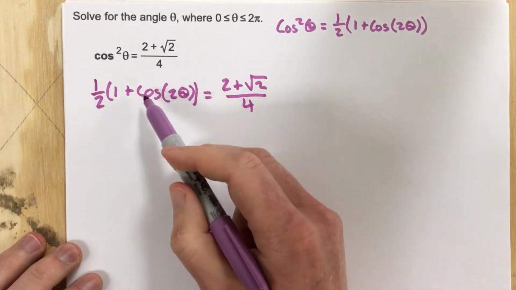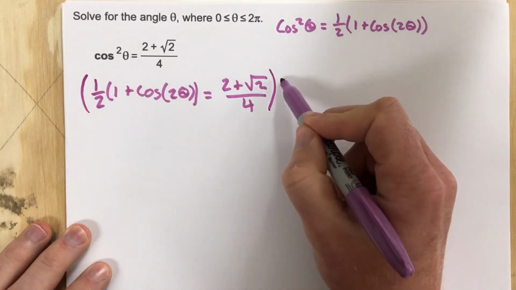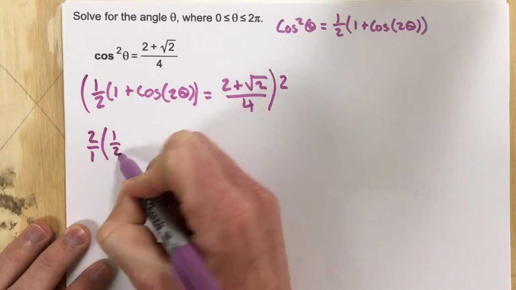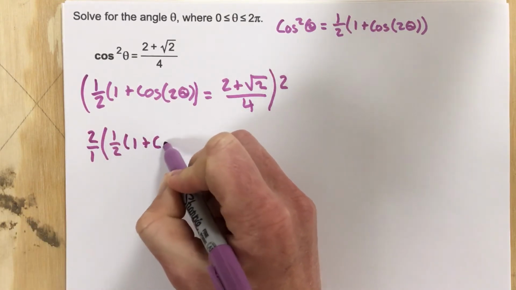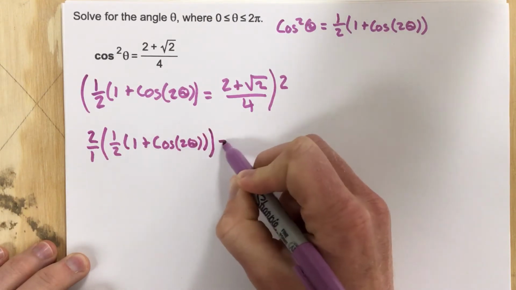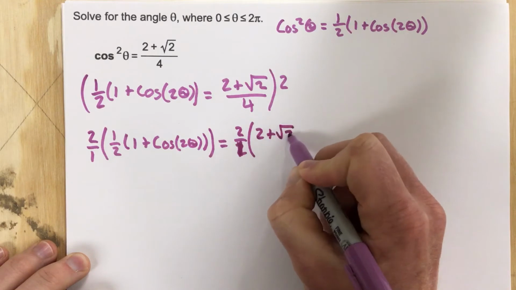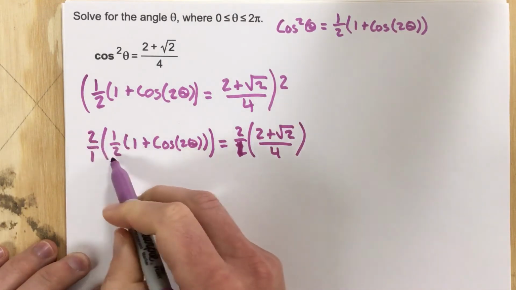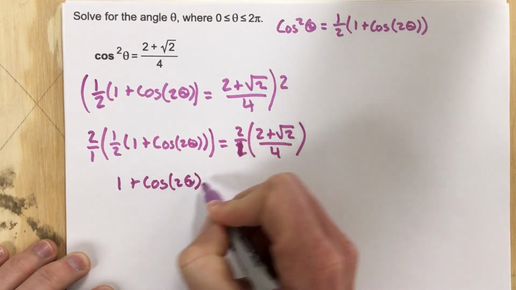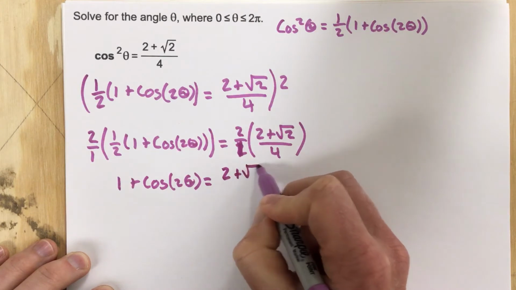Because if I get cosine equal to something, I can find it on the unit circle. Let's start by multiplying everything by 2. I end up with 2/1 times 1/2 (1 + cosine 2 theta) equals 2/1 times (2 + √2)/4. The 2 cancels with the 1/2, leaving 1 + cosine 2 theta, and the 2 and 4 cancel on the right, leaving (2 + √2)/2.